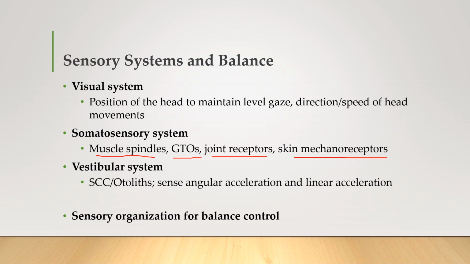We have our vestibular system, and the vestibular system is very important for maintaining balance. Receptors in the semicircular canals, or those SCCs, detect angular acceleration of the head, whereas the receptors in the otoliths detect linear acceleration in head position with respect to gravity. So a lot of your patients that come in with vertigo, we're going to be looking at this system here in great detail.